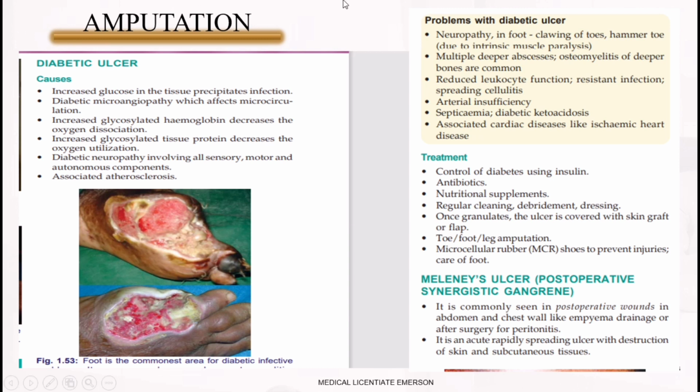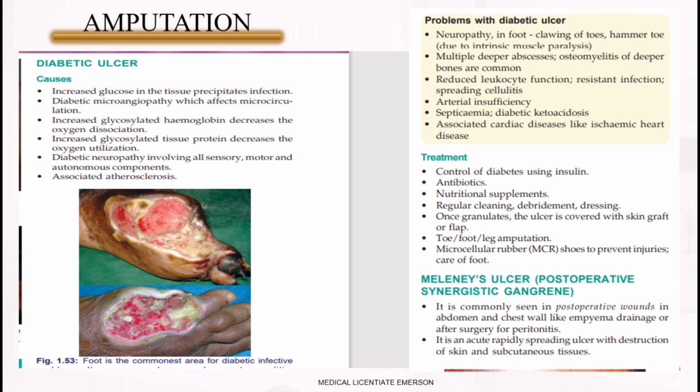Then how do you treat diabetic ulcer? So you can control diabetes using insulin, of course, depending on the type. And then the other thing is you have to give antibiotics since you talked of infection, precipitating infection. Then you have nutritional support, regular cleaning, debridement, dressing, and once it granulates, the ulcer is covered with skin graft or flap. Then we have toe or foot or leg amputation, of course, depending on how the prognosis is.